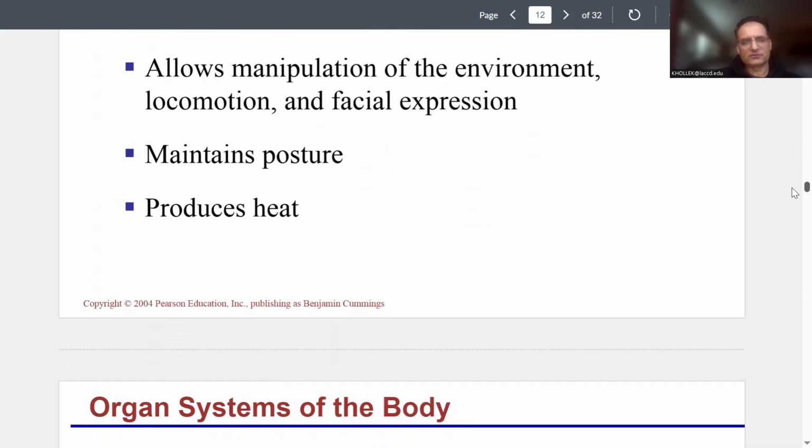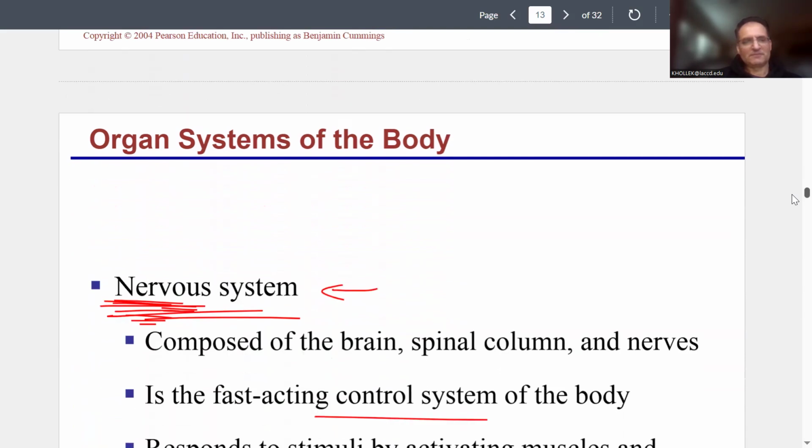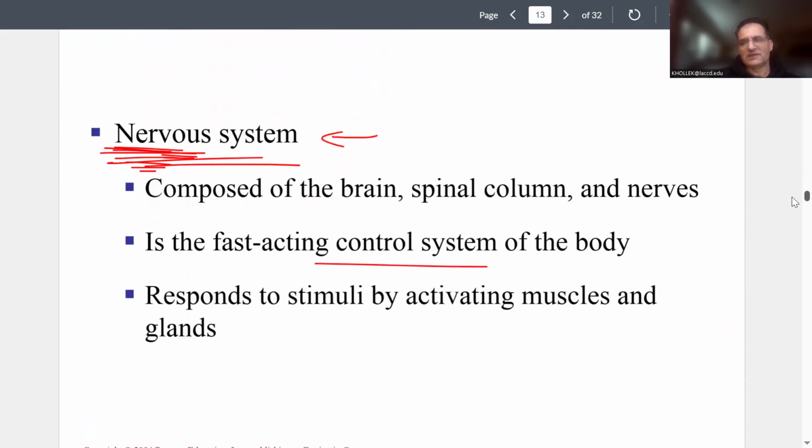So your heart moves, there's a muscle in there. Okay, nervous system. Don't get nervous. This is just another system.